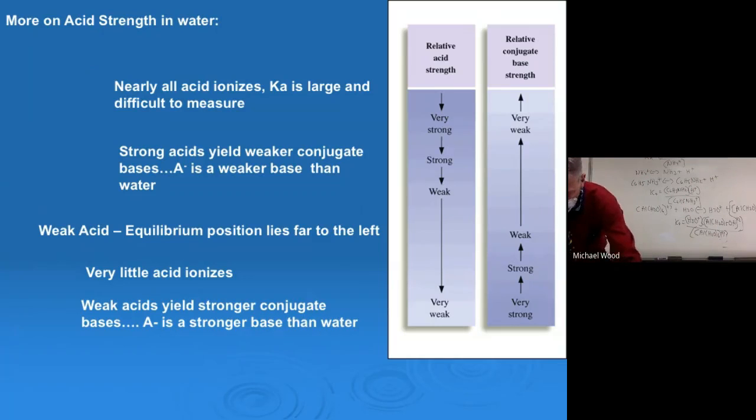But the conjugate base of a strong acid is a weaker base than water. The conjugate base of a strong acid is a weaker base than water. And then the conjugate base of a weaker acid is a stronger base than water. So that's kind of what's important here. Again, what's key here is this.